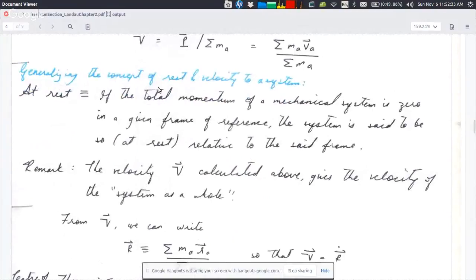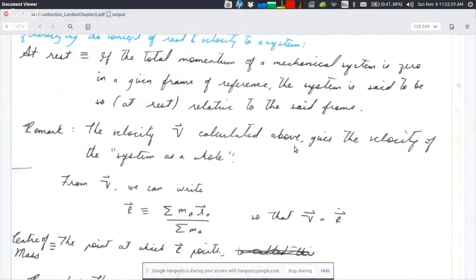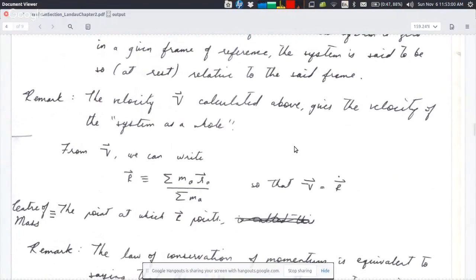So, generalizing the concept of rest and velocity to a system. Now you're talking about a system being at rest and a system having a velocity. If the total momentum of a mechanical system is zero in a given frame of reference, the system is said to be at rest relative to the said frame. Earlier we only had particles at rest; the system will be at rest when the momentum is zero relative to the frame. The remark is that the velocity we calculated above gives the velocity of the system as a whole.